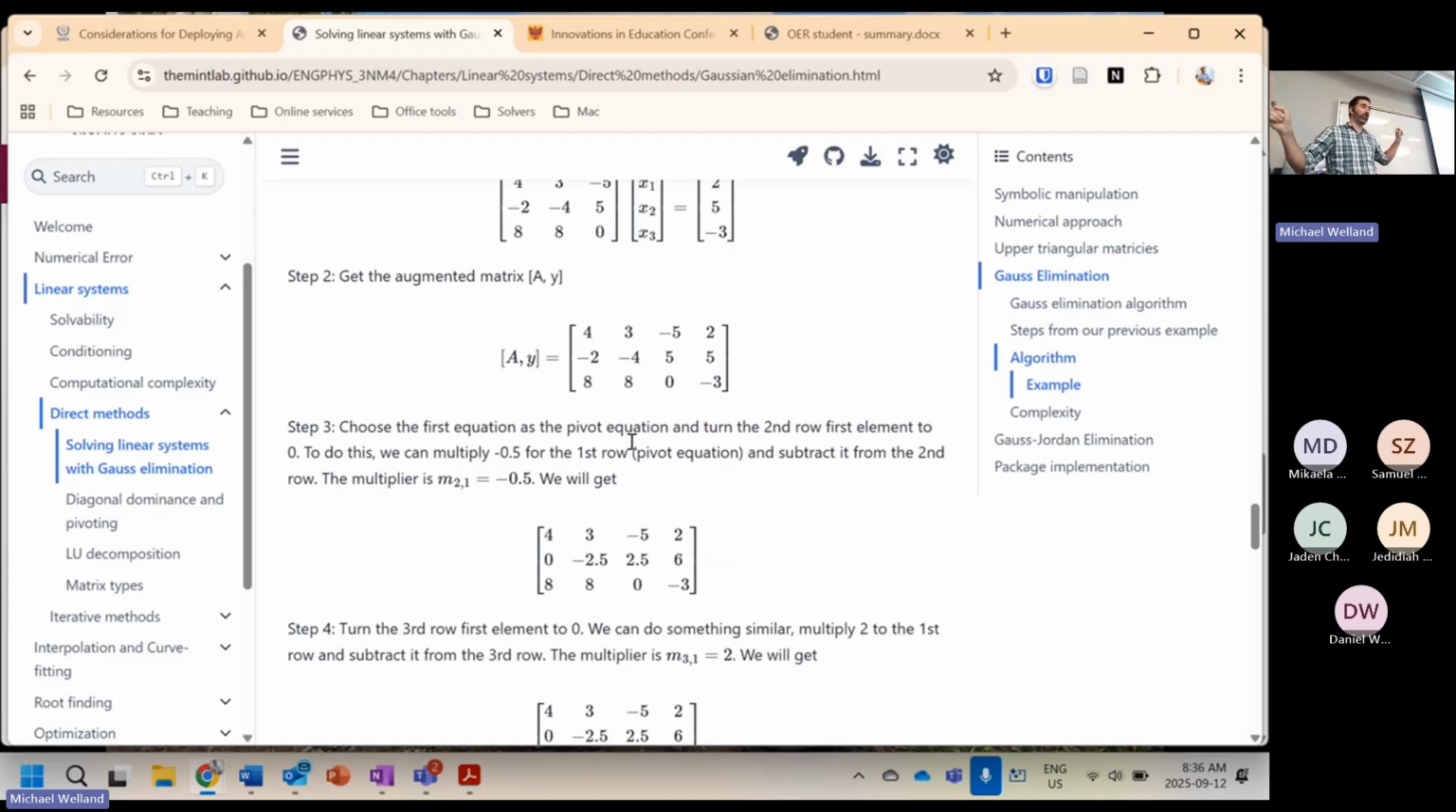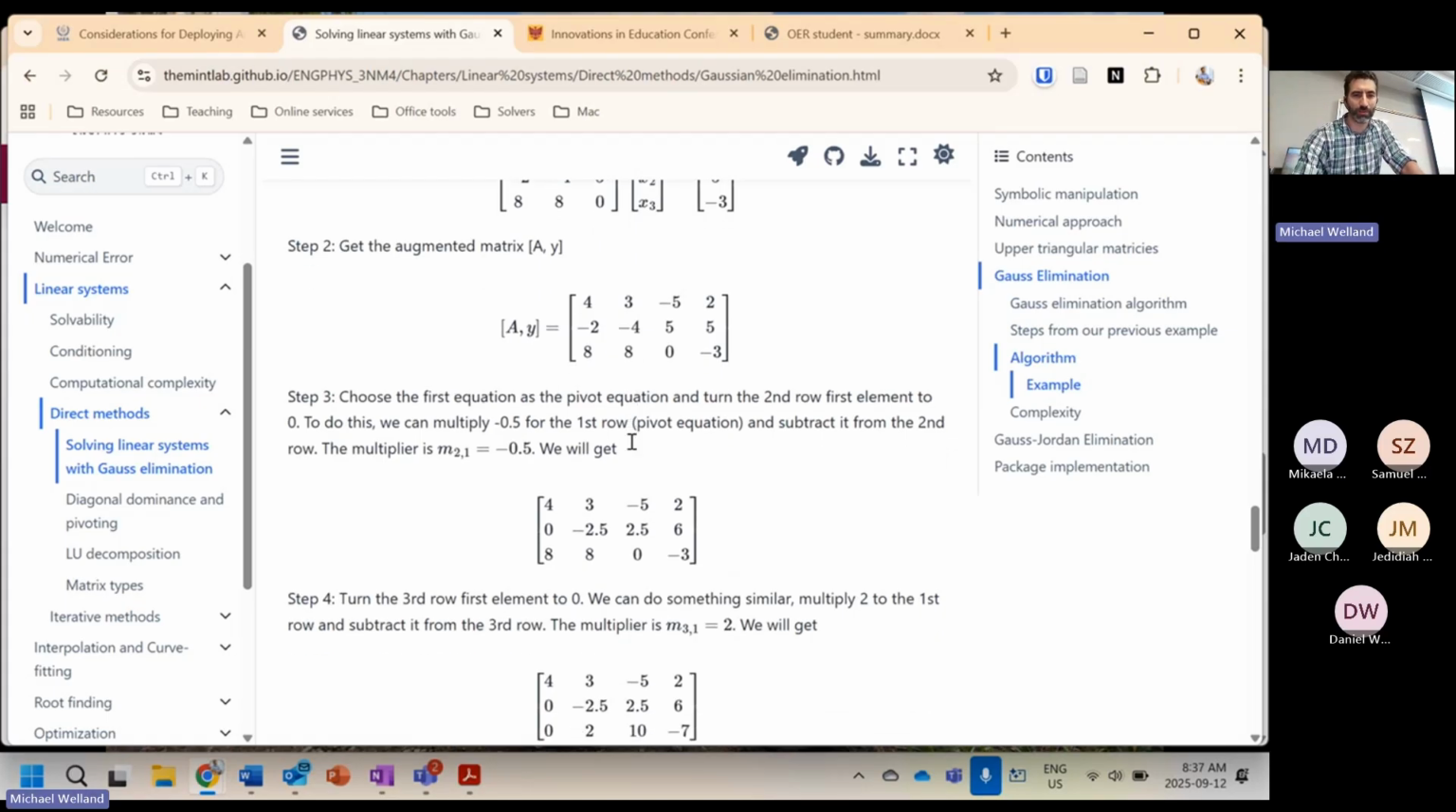Pivot is a bad word. Unfortunately, it's kind of duplicated. There's the pivot row, and then there's pivoting of the matrix. Now we're talking about the pivot row. In about 5 minutes, we're going to be talking about a pivot matrix. I apologize, they're actually fairly different concepts. Welcome to math. So what we do is we choose the first equation as the pivot.